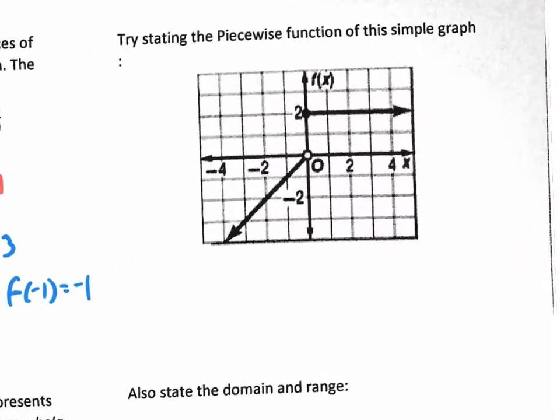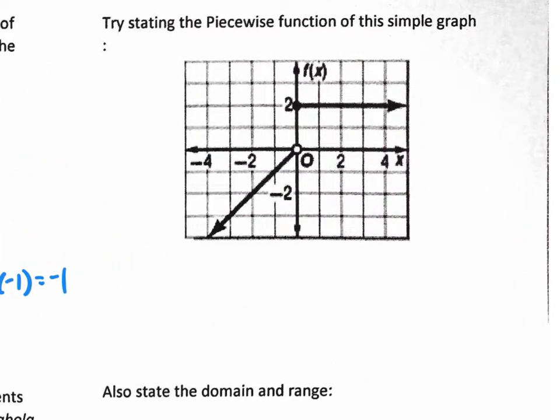Okay. Let's try to state the piecewise function of this simple graph. So let's call this one f of x. We called the last one g of x. Let's call this one f of x. Now let's put the equal sign and let's put some funky brackets, pretty big ones. How many different functions am I going to have on this piecewise function? 2 different ones, that's right. It's pretty simple.